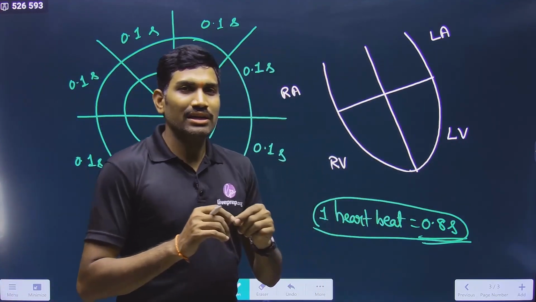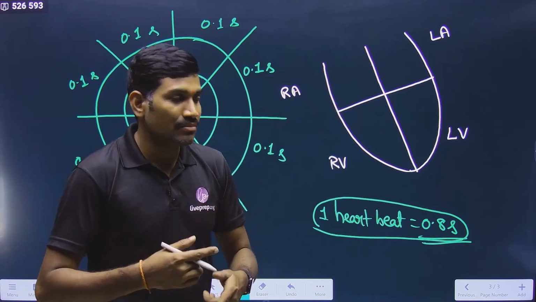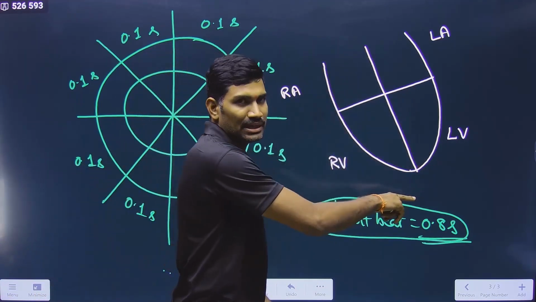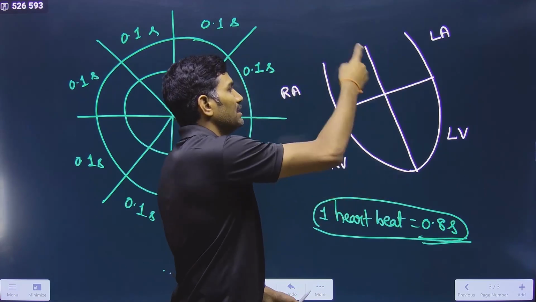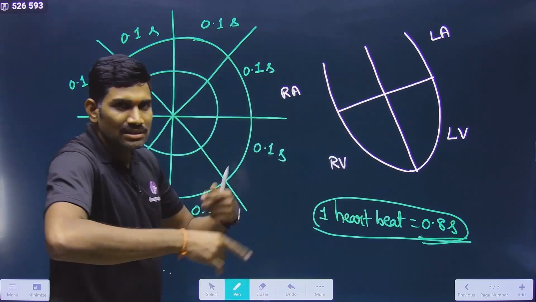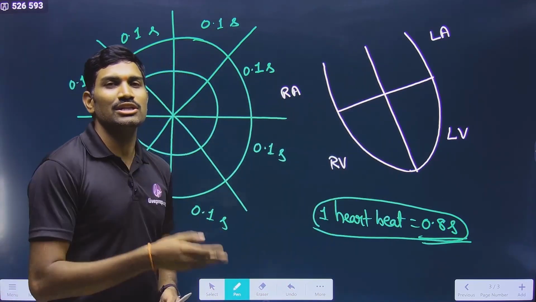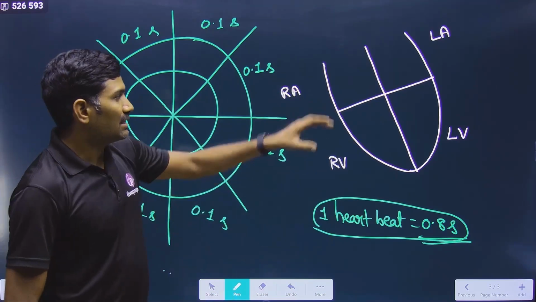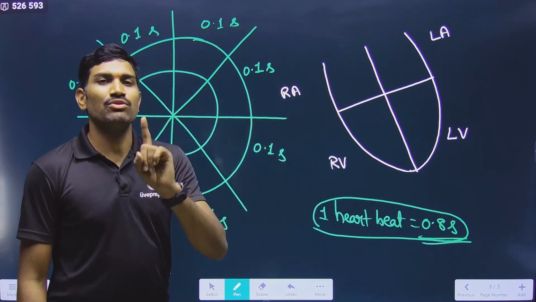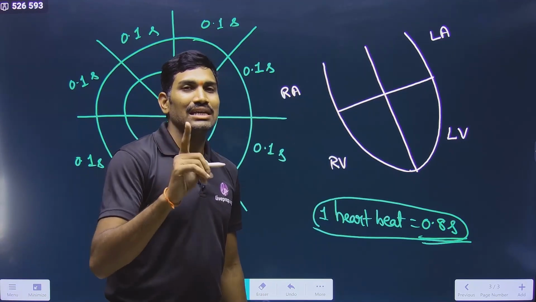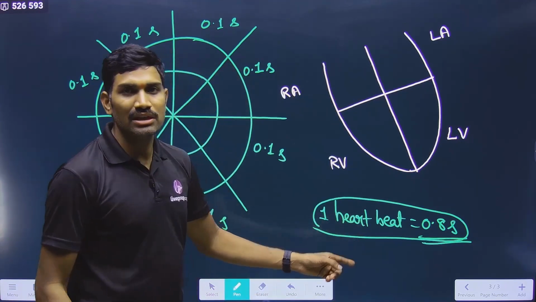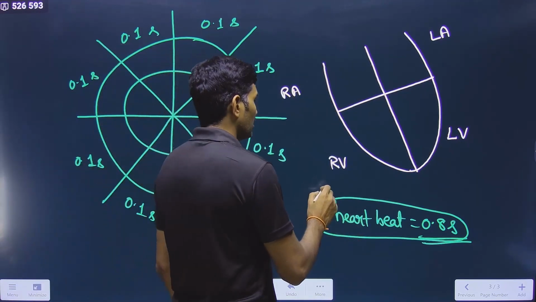Please remember why you are calling it a cardiac cycle: once one beat is completed, the next beat also happens in the same way. Again the same will be repeated. Since the same is repeated, we are using the term cycle. But how exactly does one cycle occur? If you know one cycle, the same applies to all other cycles also. One heartbeat is one cardiac cycle.